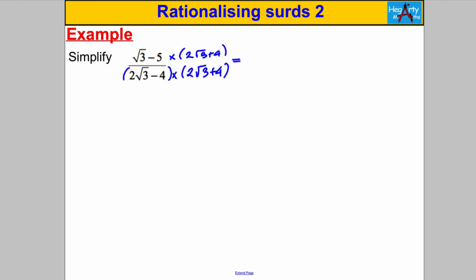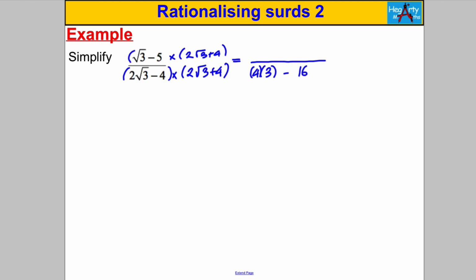Okay, let's think what we've got on the denominator. 2 root 3 times 2 root 3. So I'm not going to do that in my head. I'm just going to say 2 times 2 is 4. Root 3 times root 3 is 3. Take away the answer to 4 times 4, which is clearly 16.